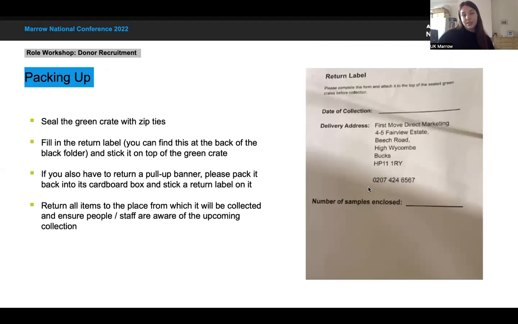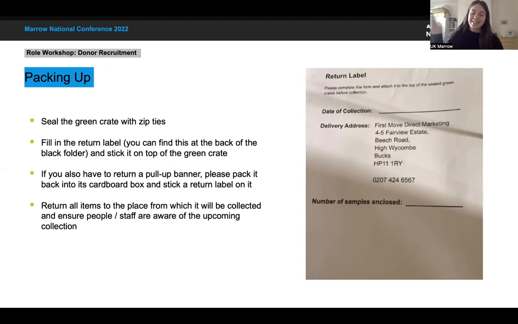And then you zip tie the green crate as well. The green crate is what all your supplies would have come in. And you fill in the return label, which you can also find in the black folder. So just a top tip, take the return label in the black folder out of the crate before you zip tie it. Just take out the return label, put the black folder back in the crate, and then you zip tie the crate. I've been left with many black folders and also many tape rolls because I forgot to put them in, and then I've zip tied the crate and can't get them back in. So just as an FYI, make sure you take the return label out before you zip tie the crate.